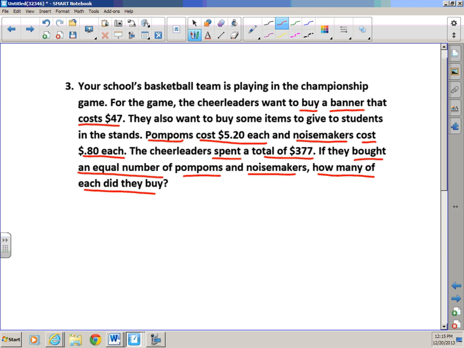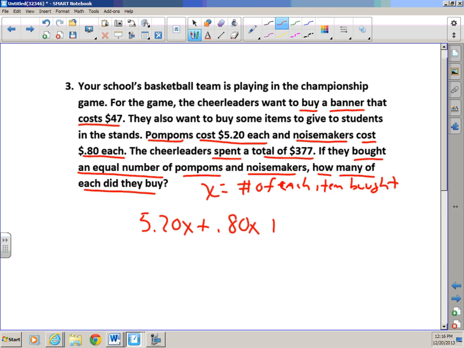So again, since they bought an equal number, I'm just going to use one variable X, because that's going to represent the number of each item bought, to be more clear. So the pom-poms were $5.20, so 5.20x. The noisemakers 80 cents, 0.80x, and they bought the banner for $47, and all of that came to $377.